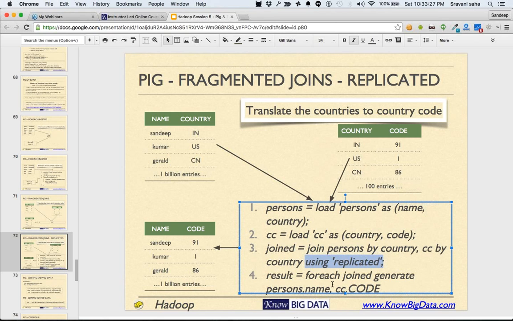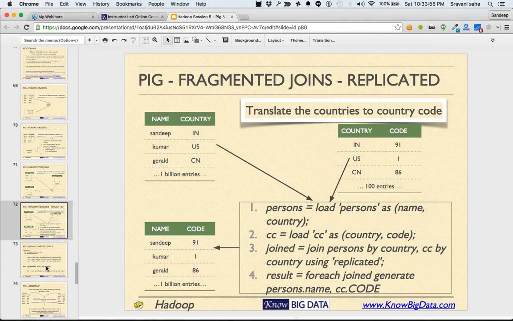Now that data set, whichever is marked as using replicated, will be loaded into the memory and will be applied, and the joins will happen. Okay, so this is a huge step in optimization. You can utilize this replicated join in order to make it really fast. Although if you have to code it, it will take a lot of time to change this strategy.